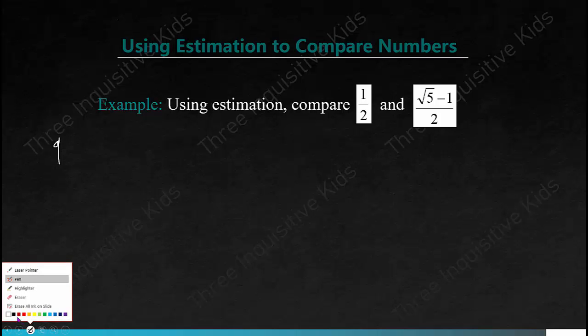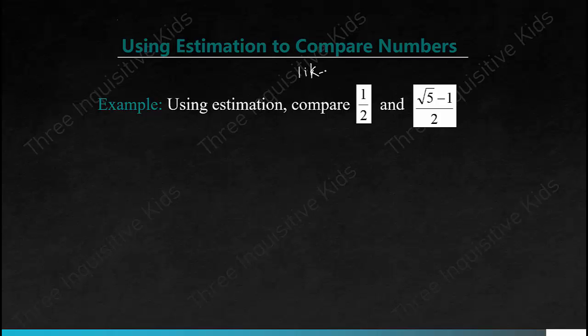So when denominators are the same, it means that they are like fractions. Like fractions means that when you compare them, what do we do? Yep, that's right. You only compare the numerators. So whichever numerator is greater, then that number is greater. So really we have to compare the square root of 5 minus 1 and 1.